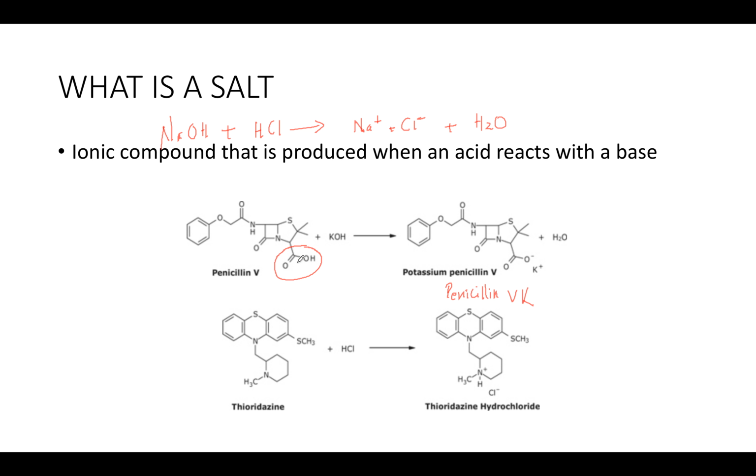Okay. You have a similar example with thioridazine. And thioridazine is an antipsychotic drug, and it contains a basic tertiary amine. There's a basic tertiary amine here in thioridazine. When you react thioridazine with HCl, hydrochloric acid, you then form a salt that contains a quaternary ammonium, and this is a salt form that thioridazine is available in.